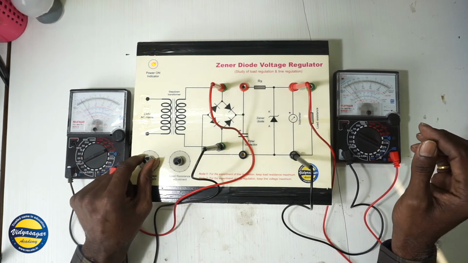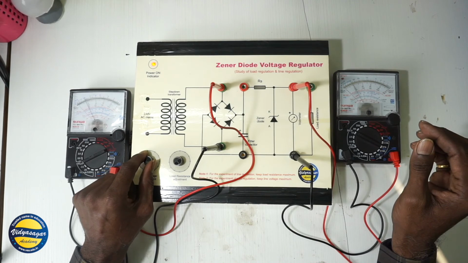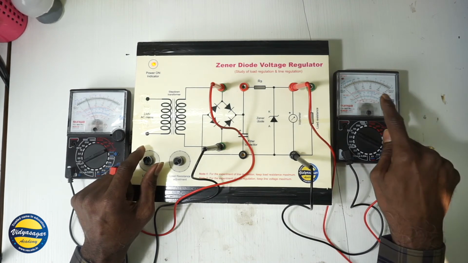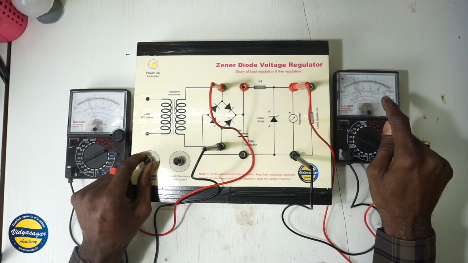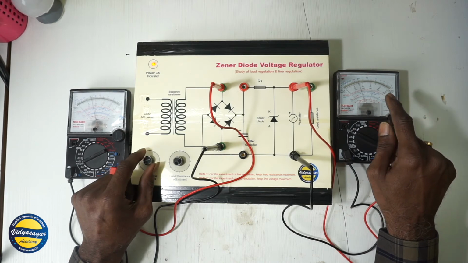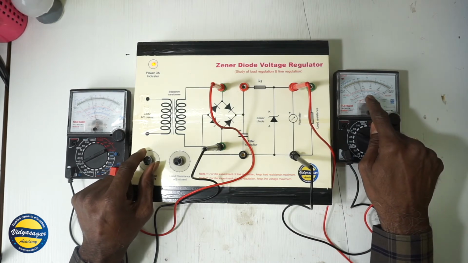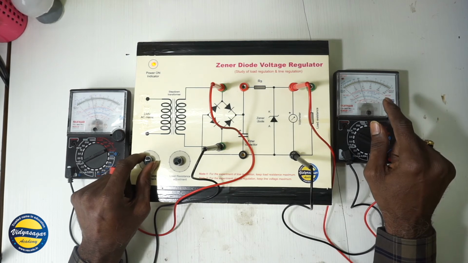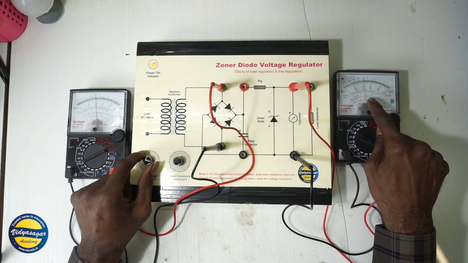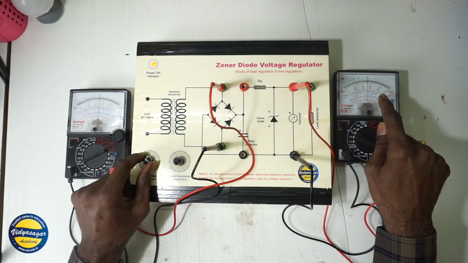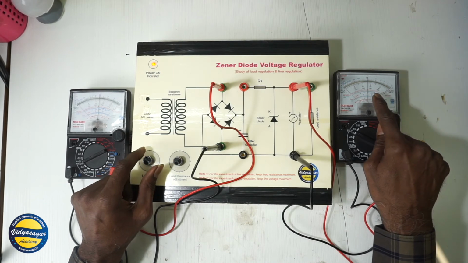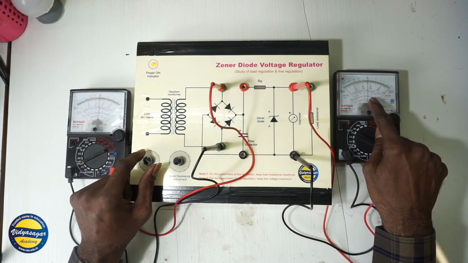I increase the AC voltage now to 2 volts. You can see the linear output is obtained here; the DC voltage is also 2 volt. I increase it to 3 volt. The DC voltage is similarly following the AC voltage. Then I go for 4 volt, and the output DC voltage is again almost equal to 4 volt. Now I make it 5 volt. The output voltage is also 5 volt.